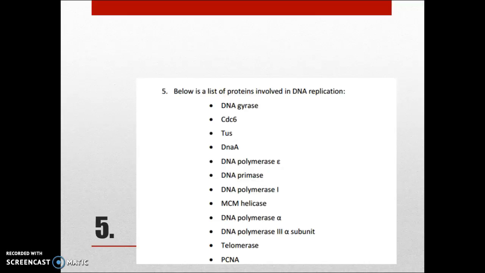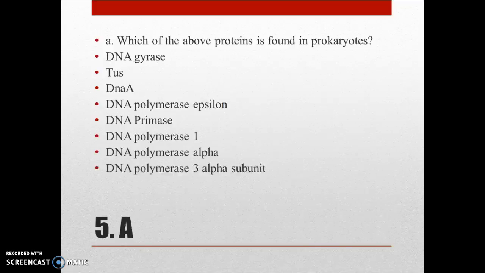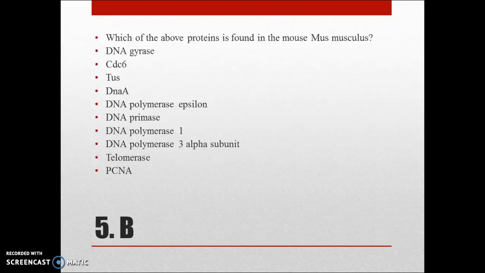Alright, so 5. Below is the list of proteins involved in DNA replication, and you can see this whole list in front of you. So 5A. Which of the above proteins is found in prokaryotes? And so we have DNA gyrase, Tus, DnaA, DNA polymerase epsilon, DNA primase, DNA polymerase 1, DNA polymerase alpha, and DNA polymerase 3 alpha subunit. 5B. Which of the above proteins is found in the mouse, Mus musculus? Sorry, that's Latin. I'm not very good at that. Oh well, it's a mouse and a mammal, and so it's eukaryotic.